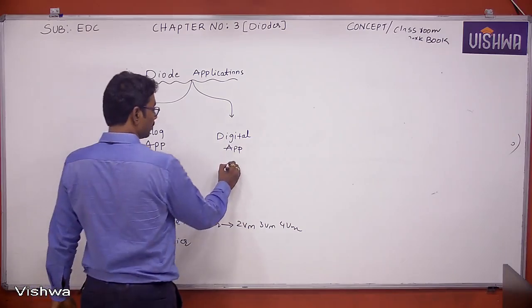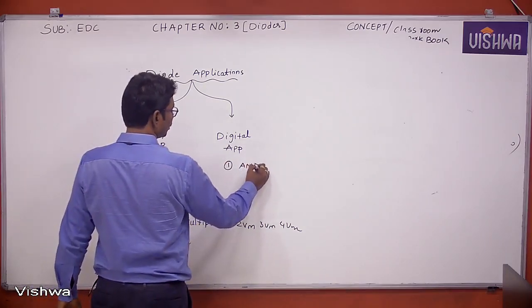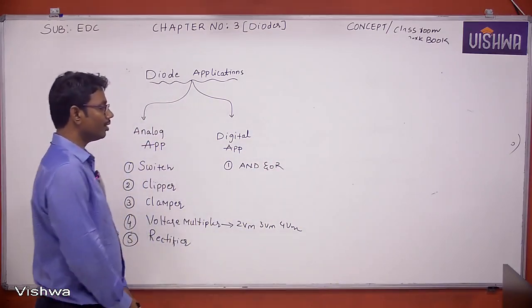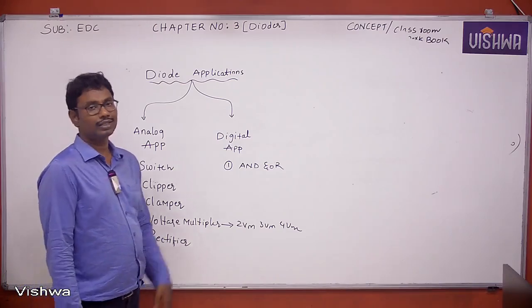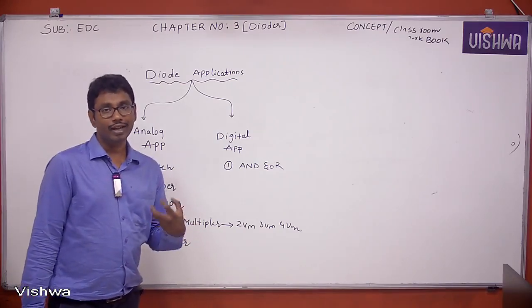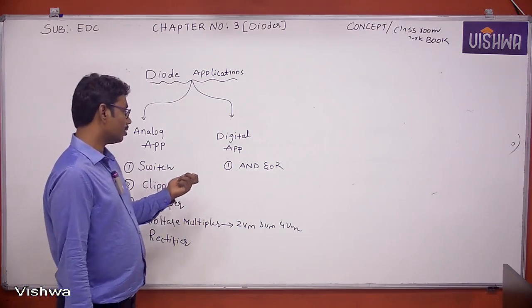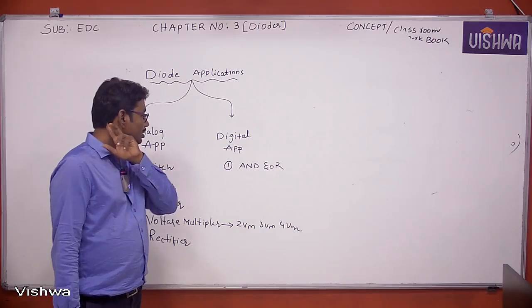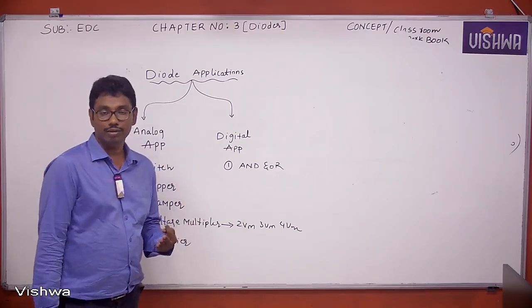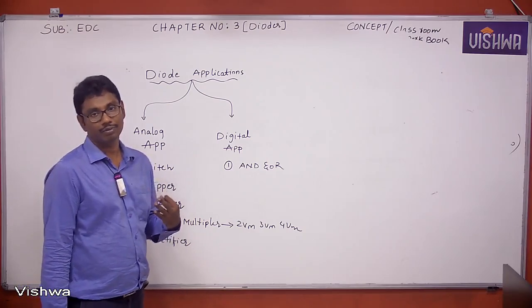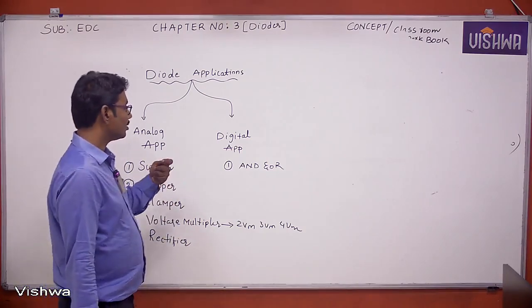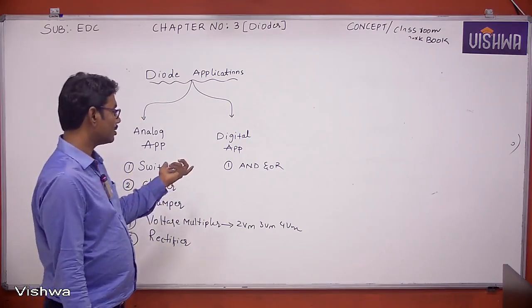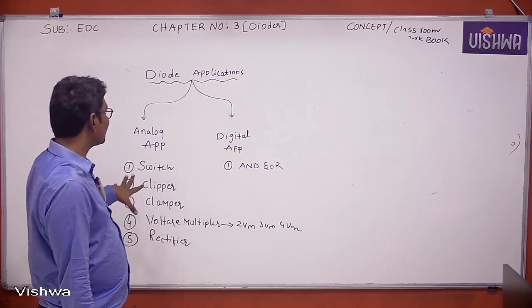Coming to digital applications, here we can use the diode in designing AND gates and OR gates. That means with the help of a diode, we can design an AND gate and an OR gate. A NOT gate is not possible with a diode. Why? Because inversion is not possible. If a NOT gate is not possible, then NAND and NOR are not possible. XOR and XNOR are also not possible. Means a complement cannot be generated with a diode. That's why we can design only AND and OR gates. These are the applications of a diode.